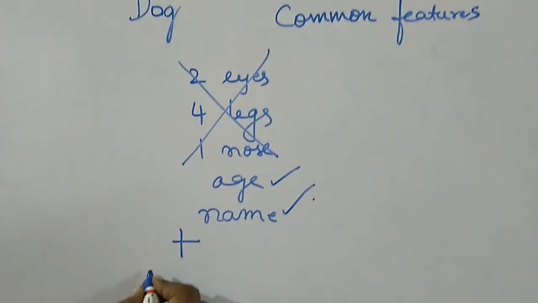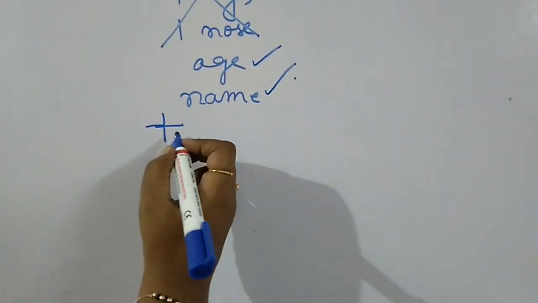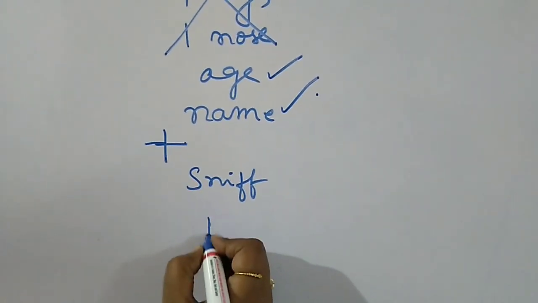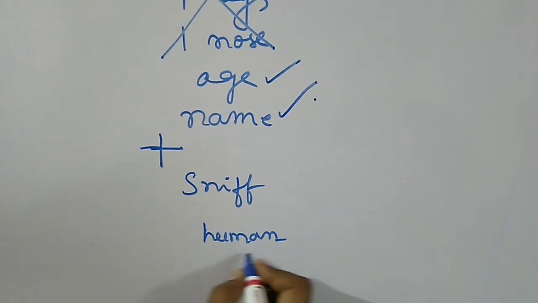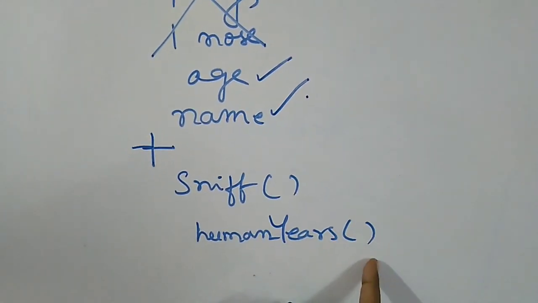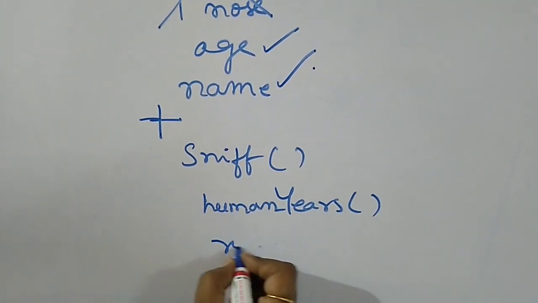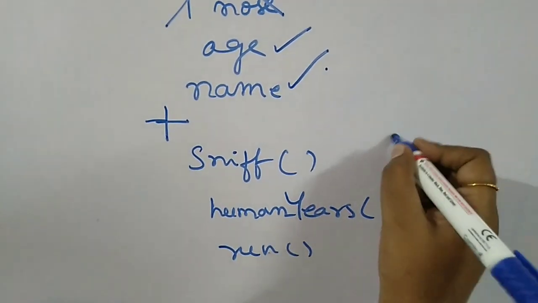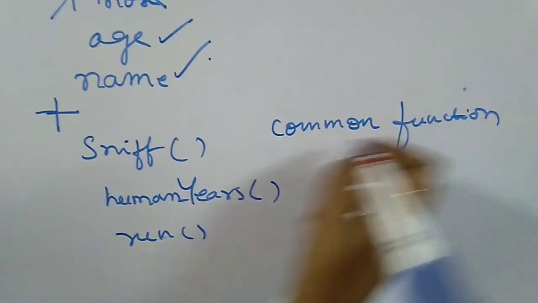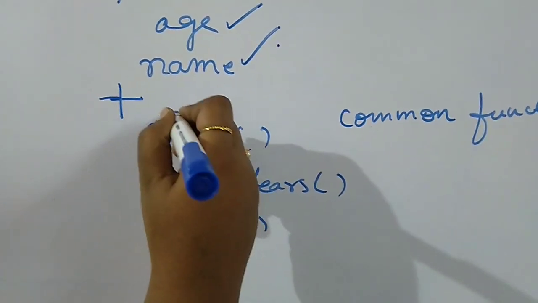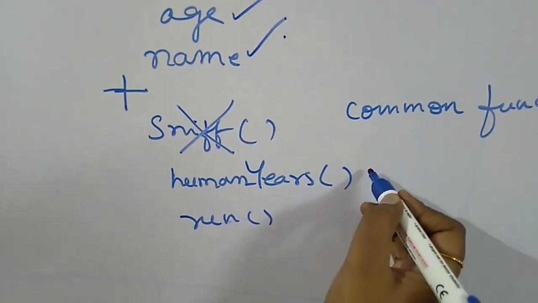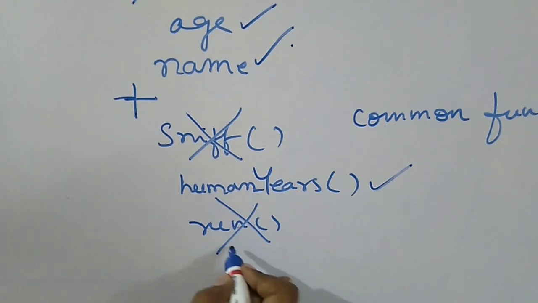And plus I need certain functionalities. So what are the functionalities of a dog? A dog can sniff. And according to my problem statement, I am going to calculate the age in human years, so I need a method which is called human years. And the dog can run. These are certain other common functionalities that the dog class will be having. But since in my problem statement I don't require sniff, I will not be including it. So include only those methods which are needed for you. I need this human years, so I will be keeping it. Run I don't require, so I will not keep it.